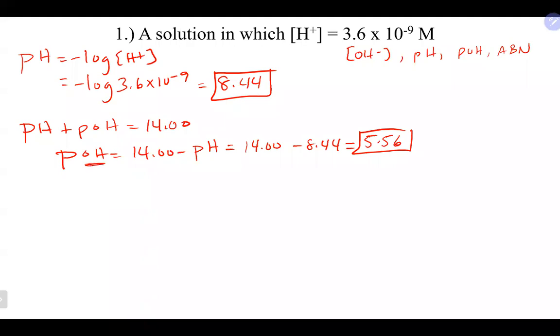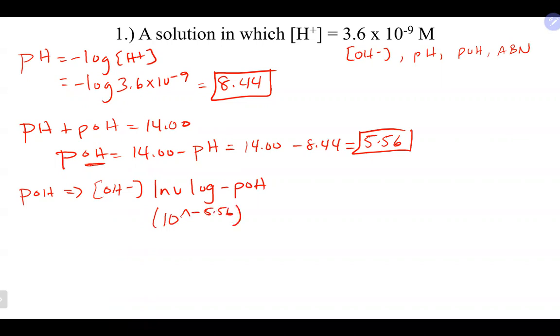Now that I have the pOH, I am going to get the OH minus from it by taking the inverse log of the negative pOH. So on your calculator, that's going to be a 10, a caret, and negative 5.56. So once again, to punch that in, second or shift button, log button, and negative button, 5.56.